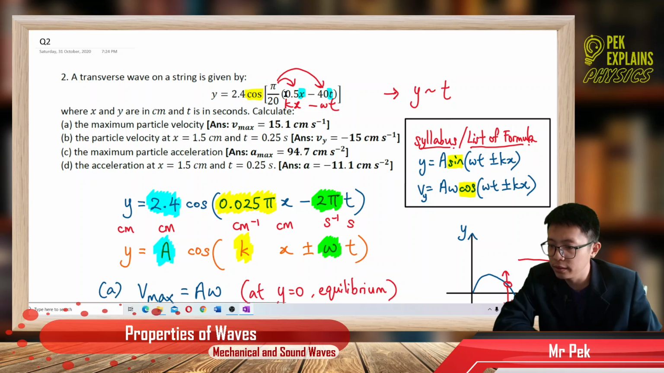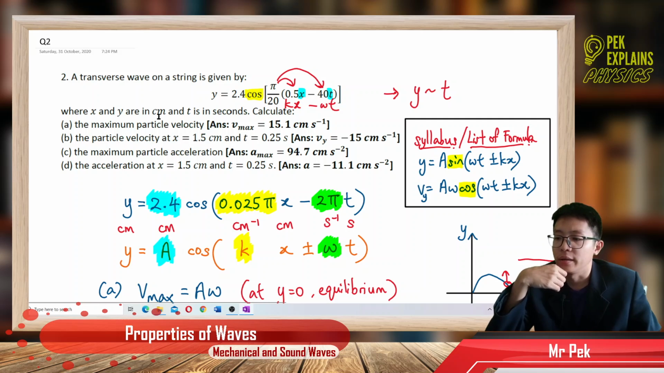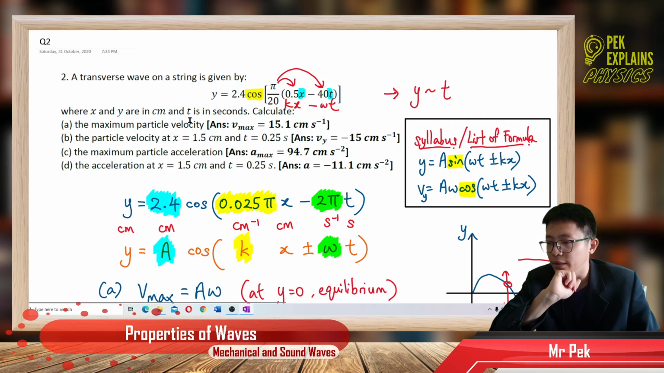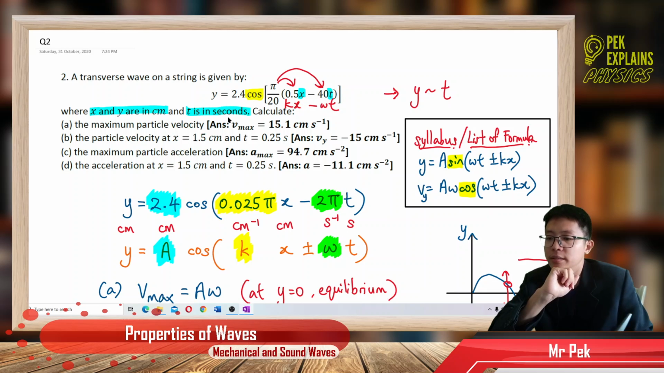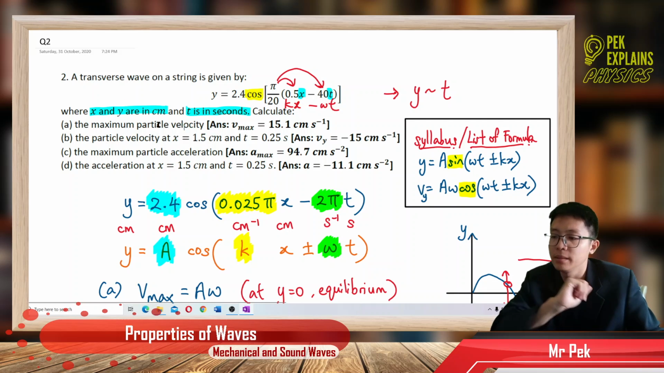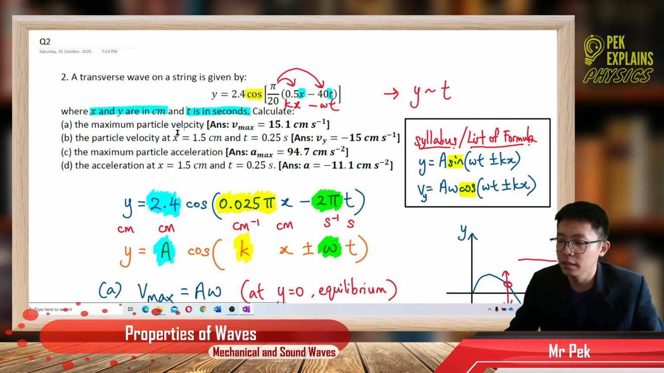So pi over 20 times 0.5x minus 40t, where x and y are in cm, and t in second. This is also very important about the unit. x and y in cm and t in second. Calculate the maximum particle velocity.